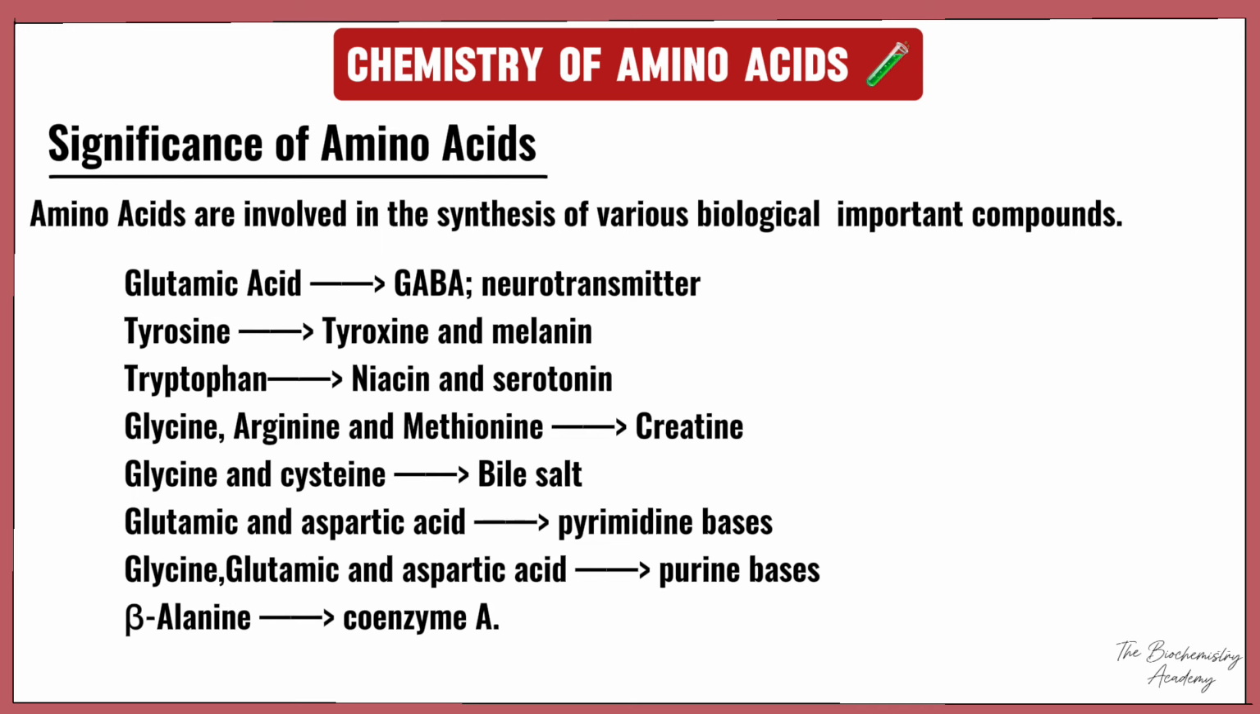Then glycine and cysteine are used in the synthesis of bile salts. Then glutamic and aspartic acid are used in the synthesis of pyrimidine bases, while glycine, glutamic, and aspartic acid are used in the synthesis of purine bases. And finally, beta-alanine is used in the synthesis of coenzyme A.